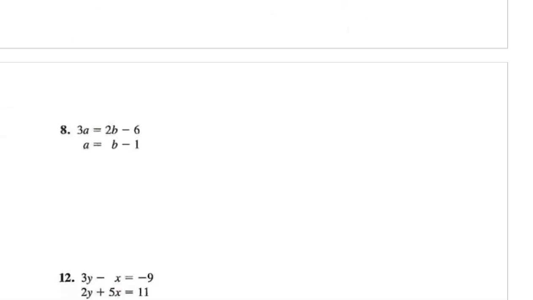Number 8. We're using substitution method, remember. So you want to have one of the equations solved for one of the variables. And yes, that's already been done. The second equation has been solved for a. So take the expression that a is equal to and substitute it into the first equation. So the first equation will transform using substitution into this.